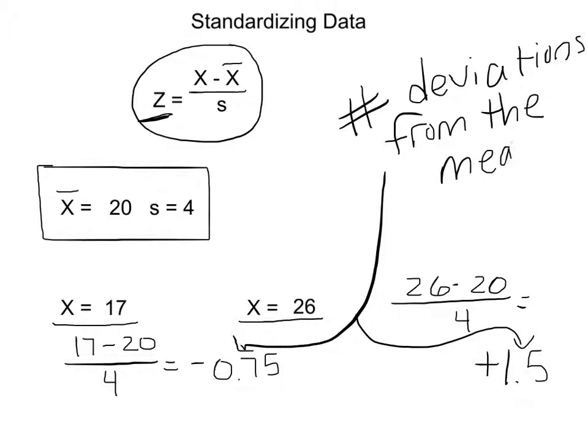Obviously, a negative z-score would indicate something that is below the mean, for example 17, and a positive z-score would represent a data point that is above the mean, for example 26. If your x value and your x bar value are the exact same, you'll get a z-score of 0, which means it's not any different than the mean. In a little bit, we'll talk about how we can use these numbers to take data sets that are not on the same level and compare them to one another.